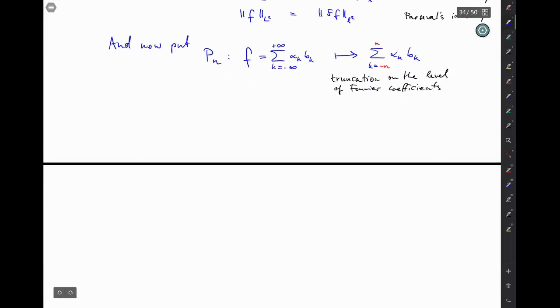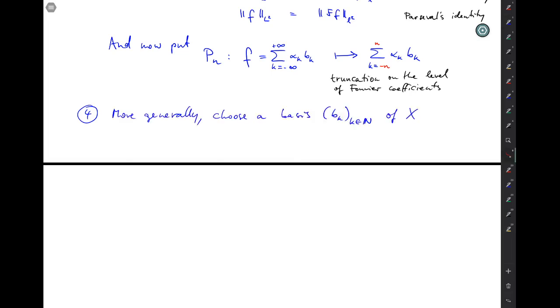Okay, well still, let's look at some more. Here's number 4. And it's essentially the same idea as the previous example 3, just in a more general situation. So you could choose some basis of your space X, and it's actually not too important here whether the enumeration is over the integers or over the natural numbers.